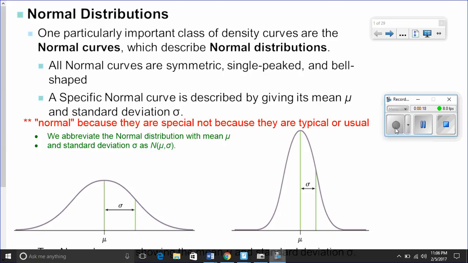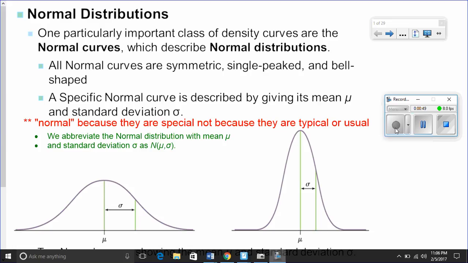They're all symmetric, they're single-peaked, and they're bell-shaped. We usually describe a normal curve by its mean, mu, and standard deviation, sigma. We call them normal because they're special, not because they're typical. And we can abbreviate a normal distribution with a capital N, and then in the parentheses, like a coordinate point, the first number would be the mean, and the second number would be the standard deviation.